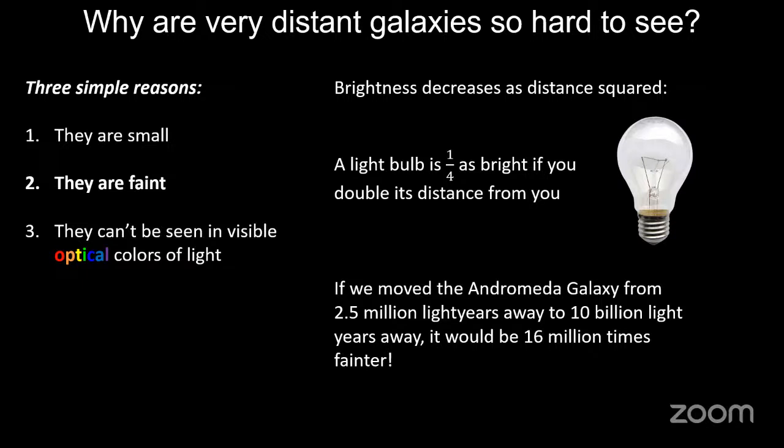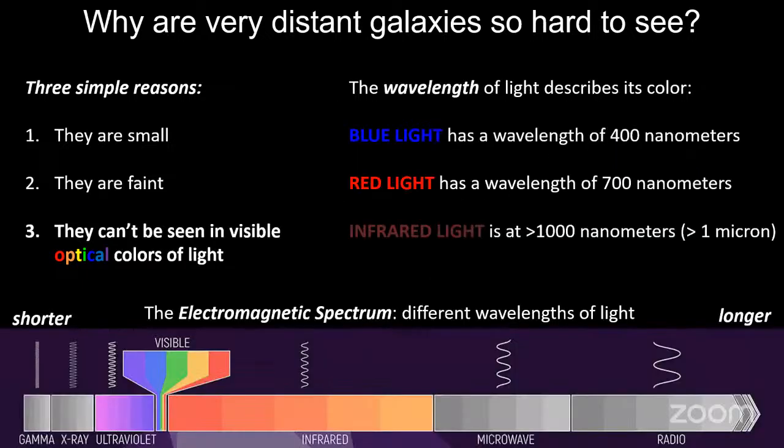So for example, if we took the Andromeda galaxy, which is 2.5 million light years away, and we instead moved it to 10 billion light years away from us as if it was a very distant galaxy, it would be 16 million times fainter because of the difference in distance, okay? So you can see, to see very distant galaxies, we need to see millions of times fainter than to see things in the nearby universe or things that are in our own Milky Way galaxy. So that's a difficulty.